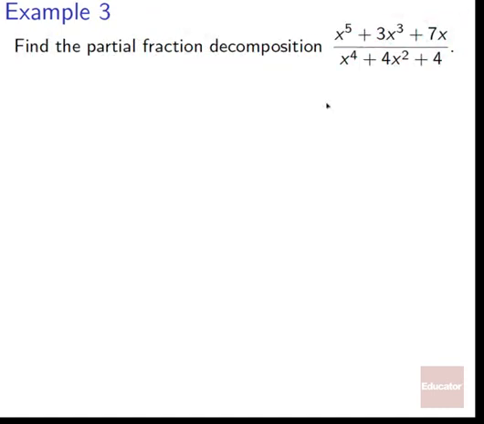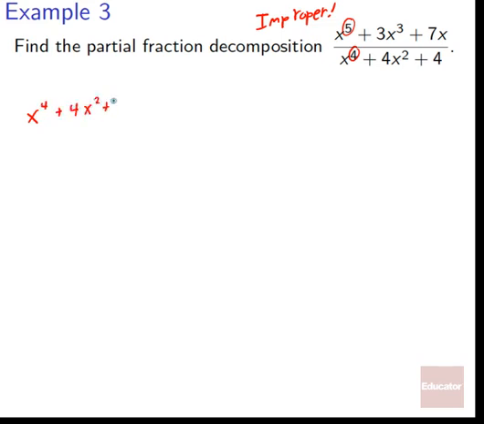Great. Third example. Find the partial fraction decomposition for x to the fifth plus 3x cubed plus 7x over x to the fourth plus 4x squared plus 4. First thing to notice, it has a degree 5 on top, degree 4 on the bottom, so we start off as improper. So since it's improper, we have to use polynomial division to break it into a format that is proper first. So how many times does x to the fourth plus 4x squared plus 4 go into this thing here? So let's set up our polynomial division.